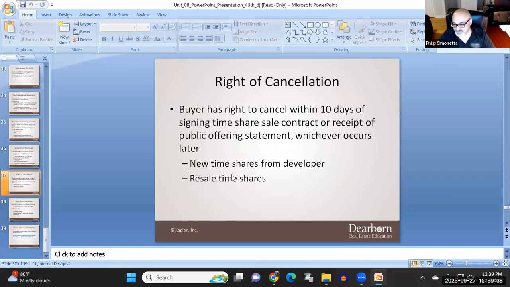Now, the right of cancellation. Remember, you have 3 days for resale, 10 days for developer, 15 days for developer on co-ops and condos. However, it's different on a timeshare. The buyer has the right to cancel within 10 days of signing the timeshare contract or receipt of the public offering statement, whichever occurs later. So it's 10 days. That's for a new development and a resale. So there's no 3 and 10, 3 and 15. It's just 10. Got it. 10 days on a timeshare, no matter what. And you get the public offering statement and the contract. So you've got to have both of them. If they don't give you both of them, it doesn't start the time period.